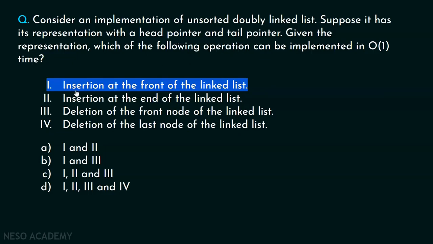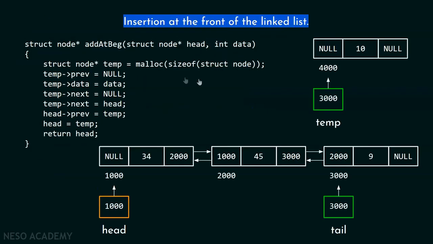Let's consider this operation, that is insertion at the front of the linked list. You know, it is very simple operation, right? We have a head pointer pointing to the first node of the list. We can easily add a new node at the beginning of this list. This is very easy. First, we will create the new node. You can see over here temp pointer is declared, and using malloc function we are allocating memory for this node. Apart from this, we are allocating null to prev part, data to data part, and null to the next part. That is what you can see as a result. A new node has been created and temp pointer is pointing to this node.